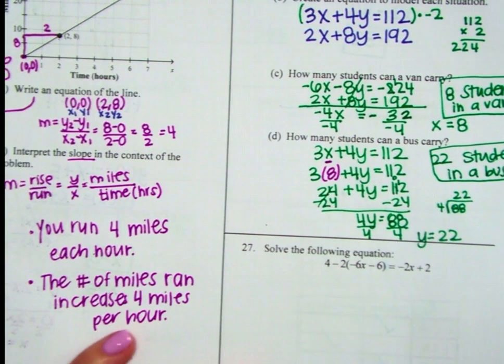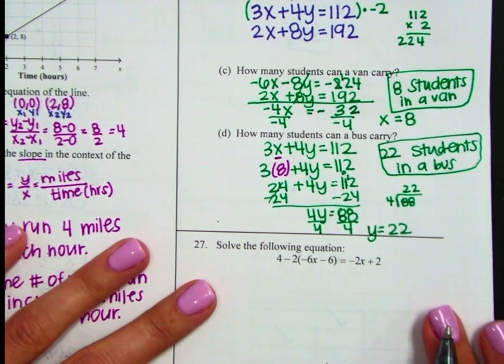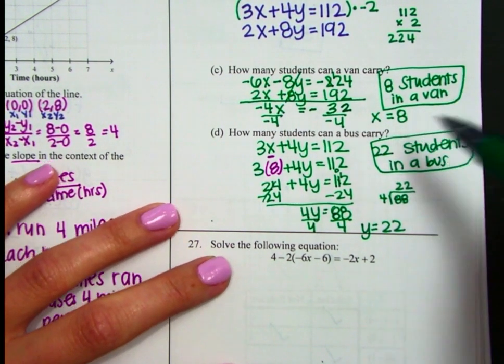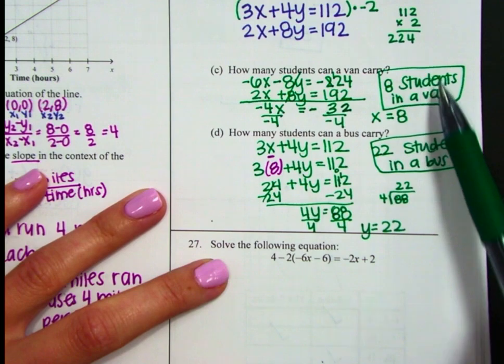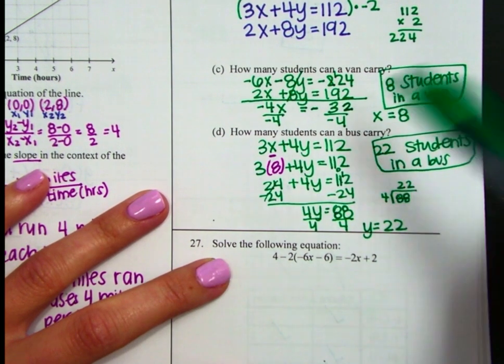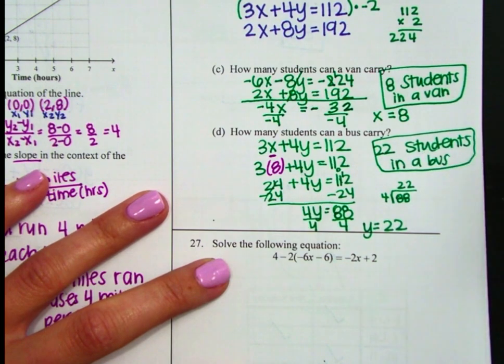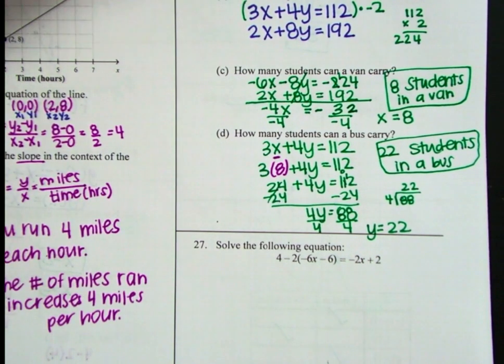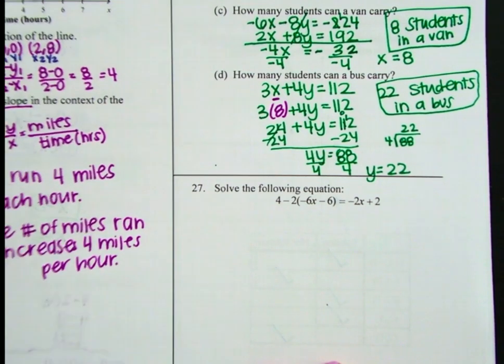Okay, so we solved our system. We solved for x, we solved for y, and we were sure to label our answers so that we are correctly answering the questions. We don't want to mix up buses and vans. Okay, all right, number 27, we're just solving.